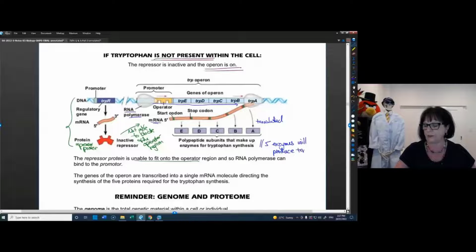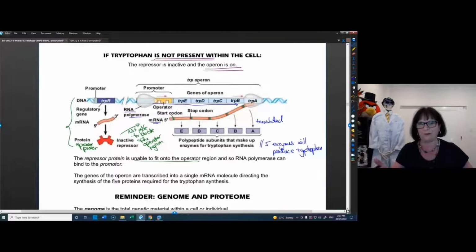And these 5 enzymes that have now been made will produce tryptophan. They're needed to activate the tryptophan reaction. They don't make tryptophan, but they're the enzymes that will control that tryptophan reaction.